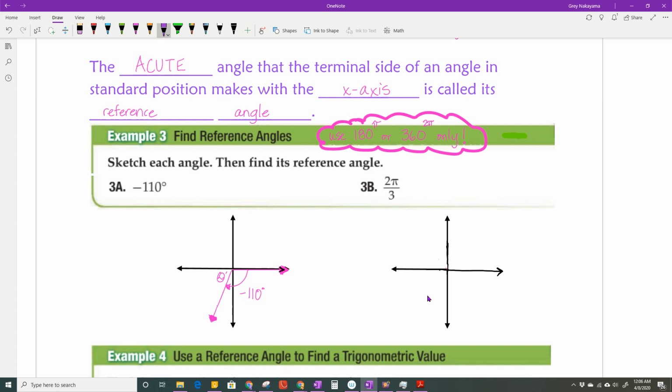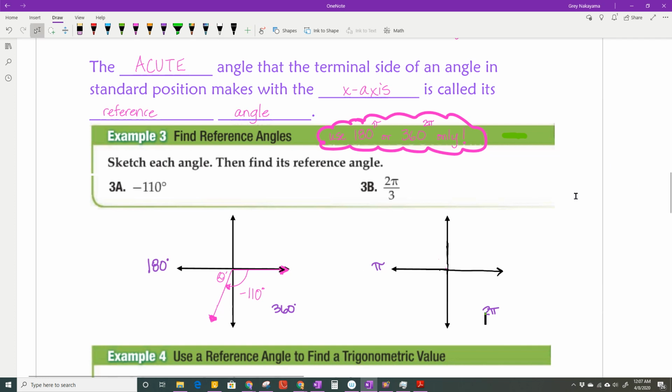If your angle is in the second or third quadrant, you're going to use 180 degrees. If your angle is in the fourth quadrant, then you're going to use 360 degrees. I can put it right here because that example is radians. So if the terminal side of your angle lands in the second or the third quadrant, use pi. If it lands in the fourth quadrant, you're going to use 2 pi or anything more than that.